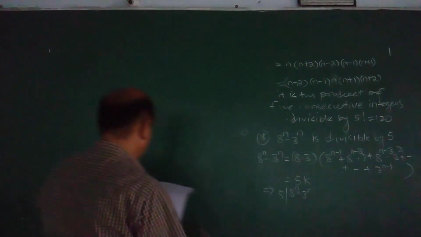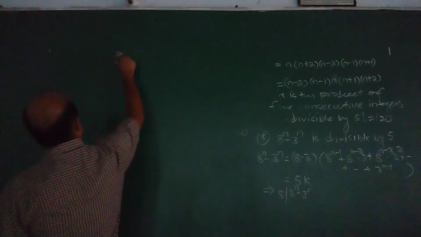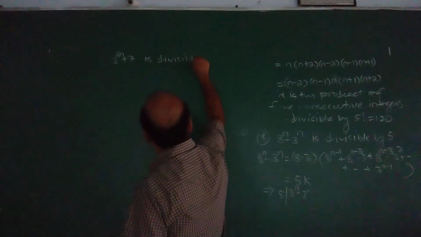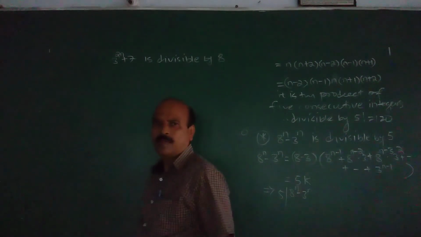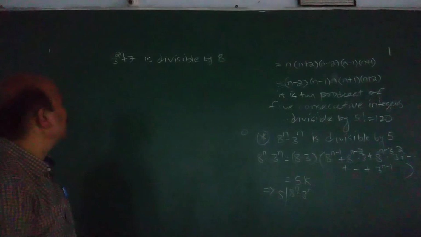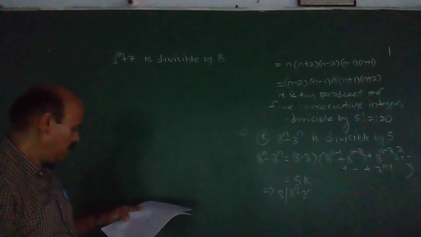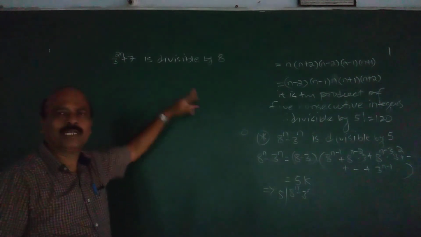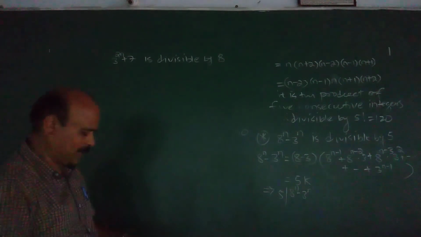Next, one more example is, prove that 3 raised to 2n plus 7 is divisible by 8. Again, we express this as a product, or we express this as 8 into k, therefore it is divisible by 8. Can you try this as an exercise?